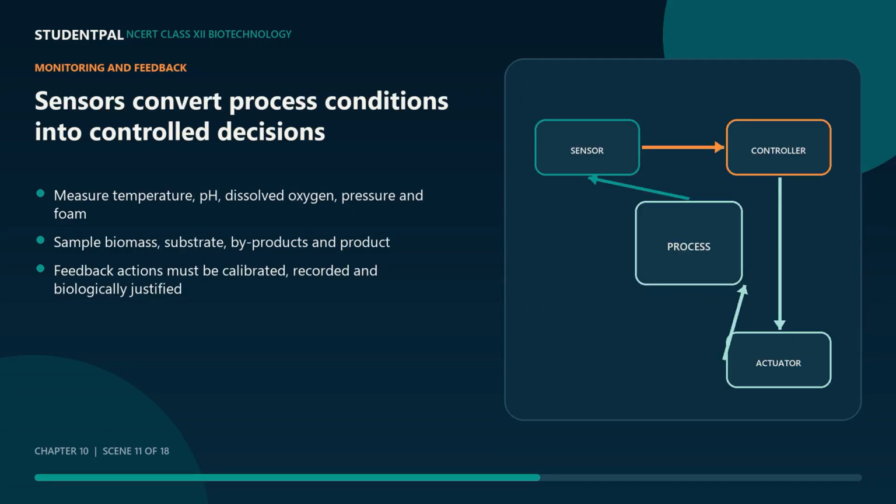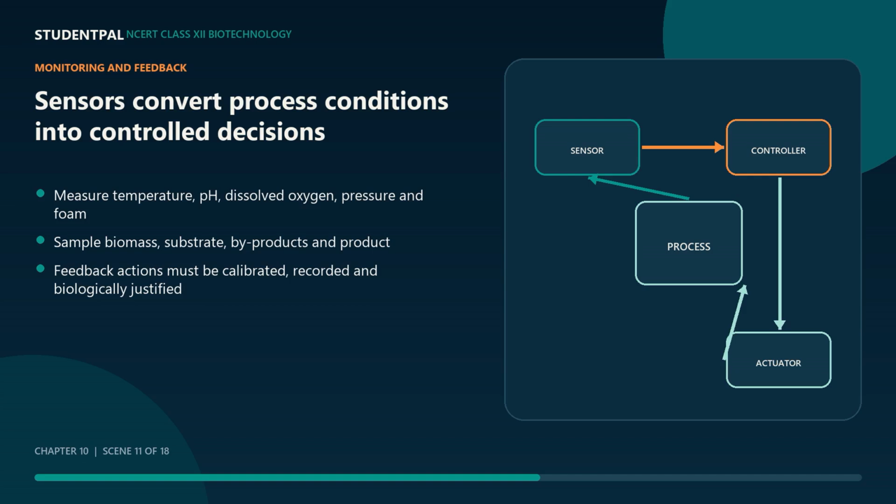Online sensors provide frequent measurements of temperature, pH, dissolved oxygen, pressure, agitation, and airflow. Other values, such as biomass, substrate, byproducts and product, may require aseptic sampling or specialized online methods. A feedback controller compares a measured value with its set point and changes an actuator. For example, falling dissolved oxygen may trigger a cascade through agitation, airflow, or oxygen enrichment. pH can be adjusted through acid, base, gas composition, or feed, depending on the system.